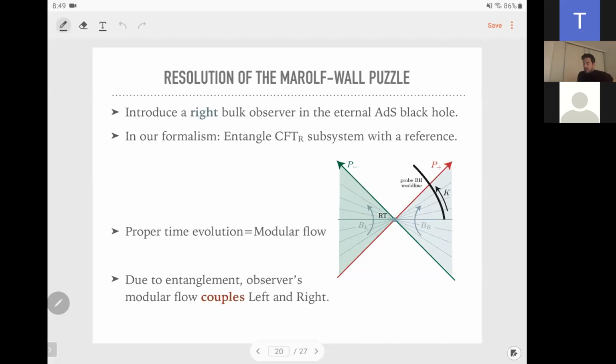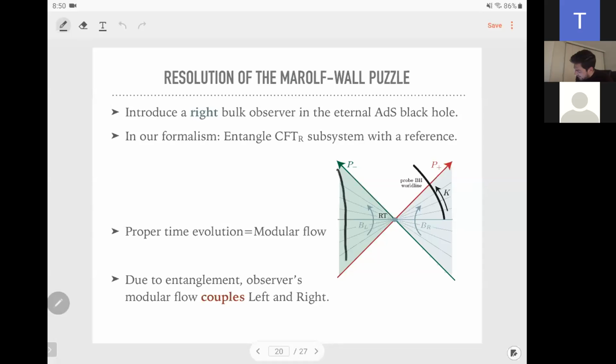In my remaining perhaps 5 minutes, I'm not sure how much longer you want to listen to me ramble, I would like to get back now to this original puzzle that I talked about. The puzzle of how we understand this situation of an observer introduced from the right, falling in a two-sided black hole. How can we understand their ability to receive signals from the left, even though they were made out of right CFT operators?